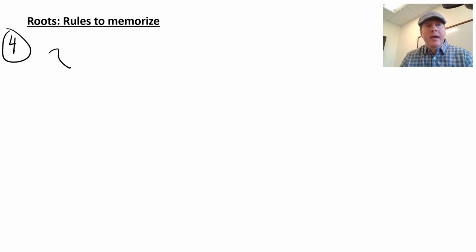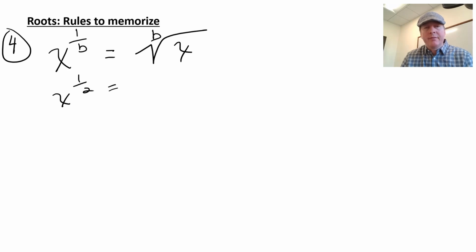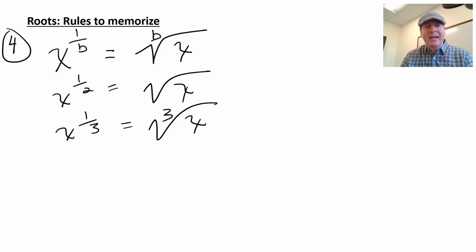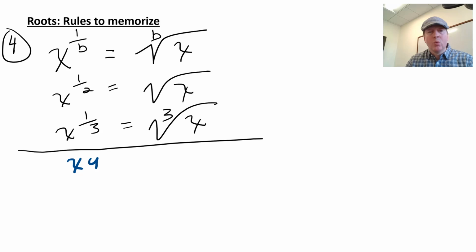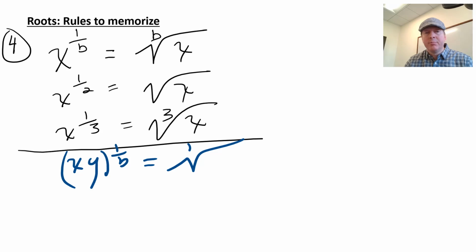Let's look at another rule. x raised to the power of, let's say, 1 over b, is the b-th root of x. So we know that x to the 1/2 is the square root of x. We know x to the 1/3 is the cube root of x. So the index number, as it's called, goes inside that little divot there. For x to the 1/2, there's an implied 2. Suppose I wrote xy raised to the power of 1 over b. That is the b-th root of x times y.